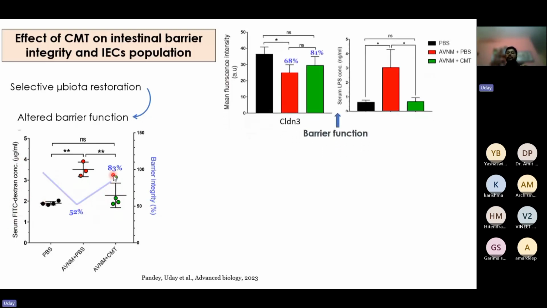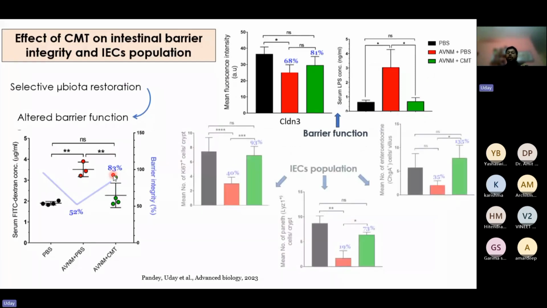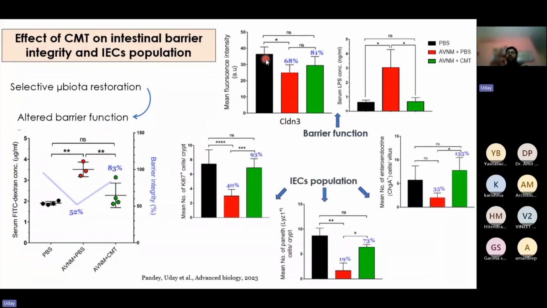When we check different markers like claudin 3, the tight junction marker, it is getting restored. Also the serum LPS level is coming to the baseline level. So that means the barrier function is getting restored. And the other epithelial cell markers, like Ki67, enteroendocrine, and lysozyme 1, all the cellular populations are also getting restored due to the same treatment.